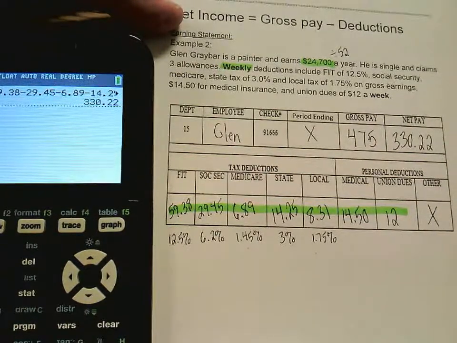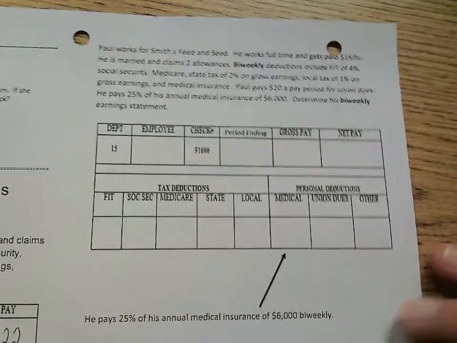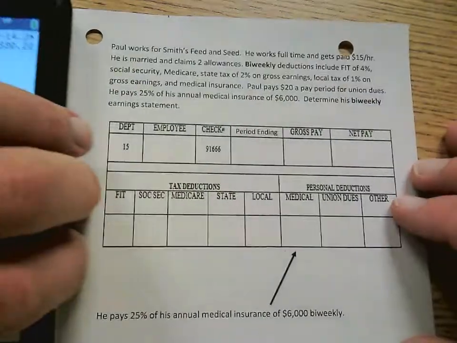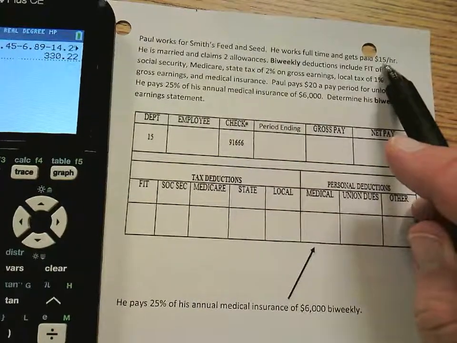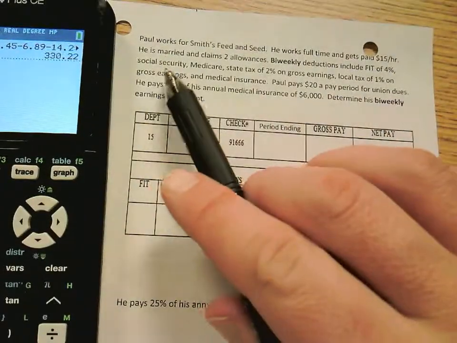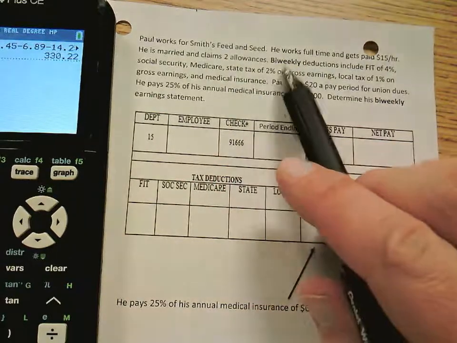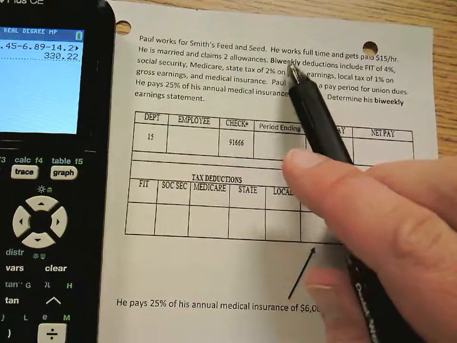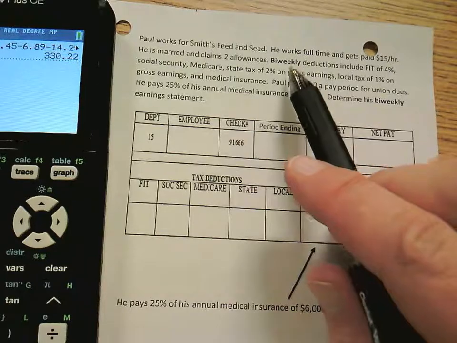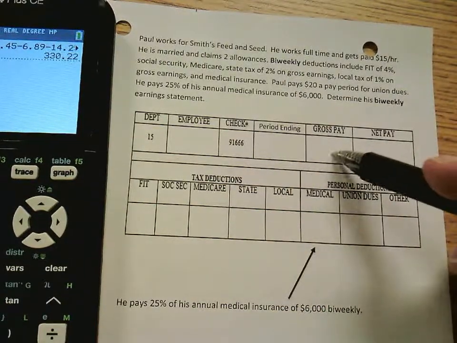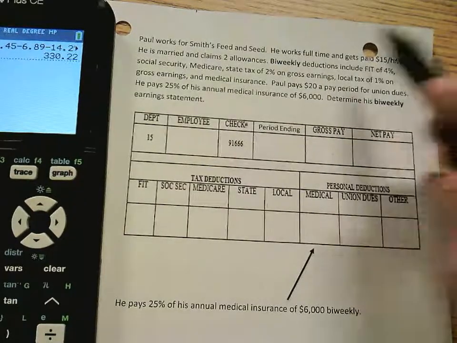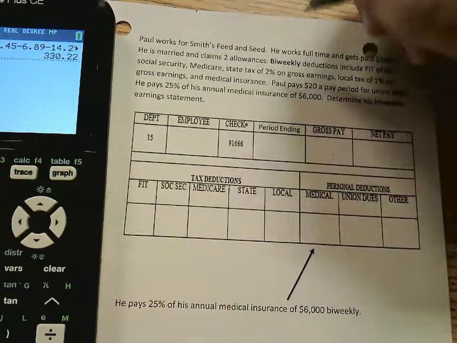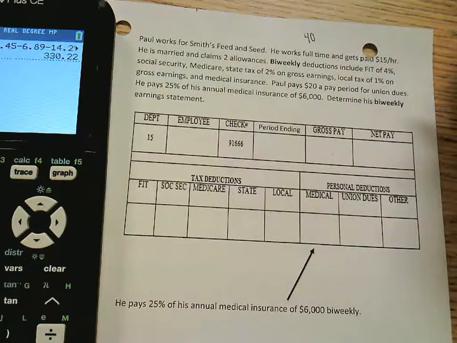All right. Now, let's try another one. Paul works for Smith's Feed and Seed. He works full-time, and he gets paid $15 an hour. All right. He is married, and he claims 2 allowances. Here we go. Bi-weekly. All right, now this is where it's going to take. Sometimes setting up the problem for gross pay is a little tricky. Don't overread it. Okay. All right, so he works full-time. Well, full-time is 40 hours a week.